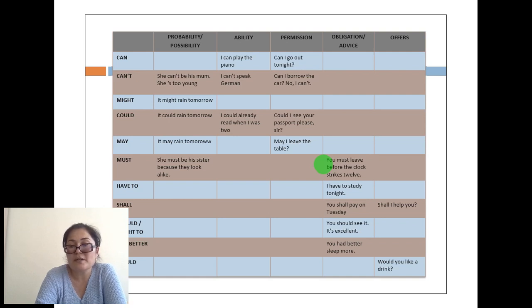Shall also expresses obligation, advice or offers. You shall pay on Tuesday, or shall I help you? Should and ought to. You should see it. It's excellent, or you ought to see it. It is excellent. Had better also expresses advice. You had better sleep more. And would expresses offers. Would you like a drink? Would you like some coffee? Etc.